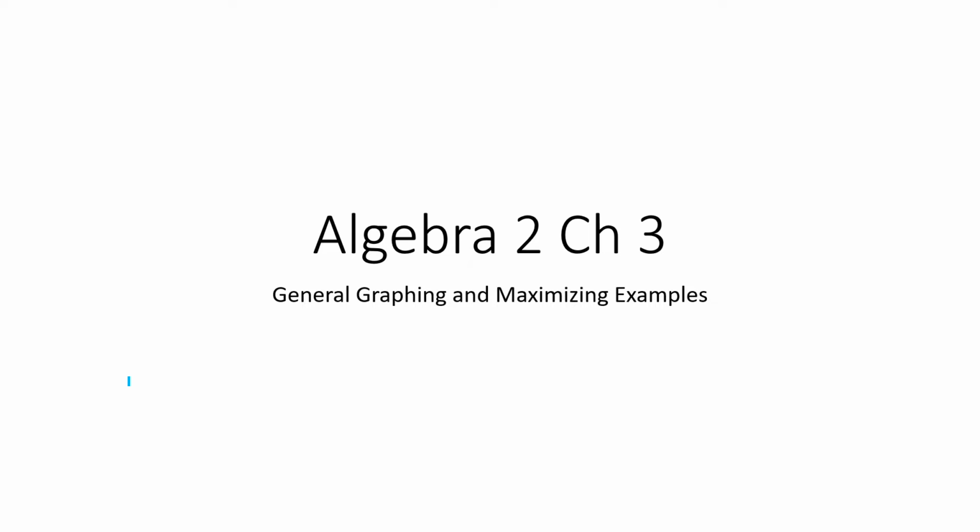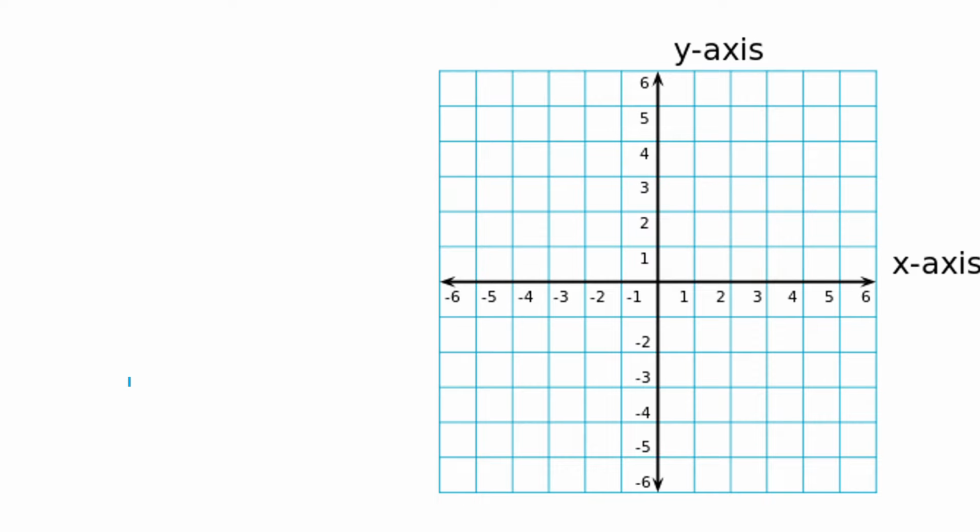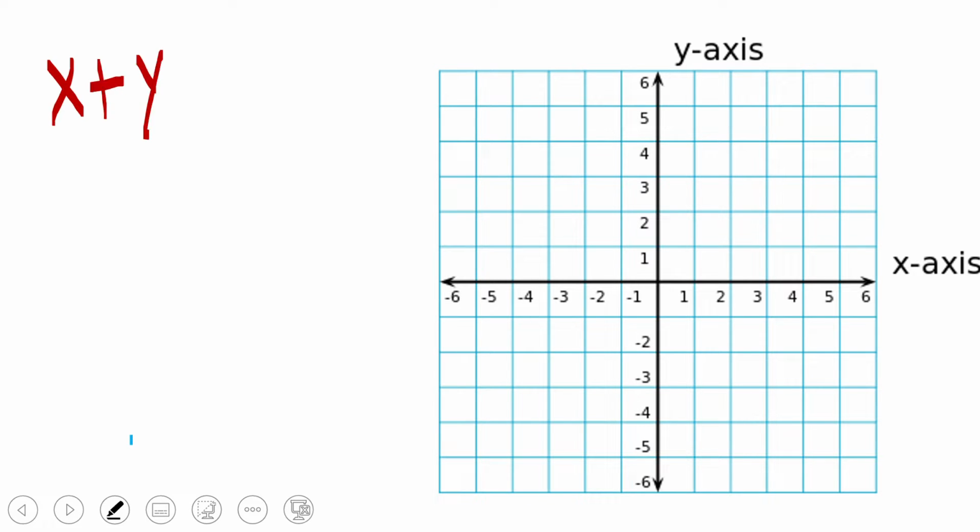Hello class, I am working from your Algebra 2 book, Chapter 3 on general graphing and maximizing examples. If you're asked to solve graphically and are given a couple of expressions such as x plus y equals 5 and negative 2x plus y is greater than 2.